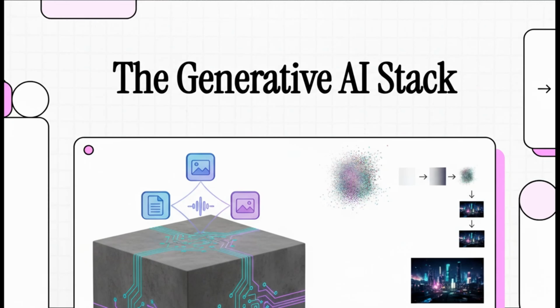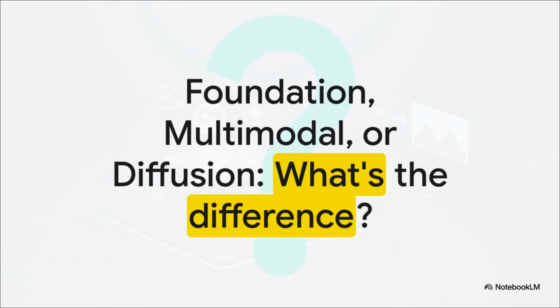Welcome to the Explainer. Today, we're going to break down the core building blocks of modern generative AI. We're going to look at three key model types that form the essential toolkit for creating everything from chatbots to just absolutely stunning digital art. You know, with so many terms floating around, foundation, multimodal, diffusion, it's easy to get a little lost. So in this explainer, we're going to clear things up.